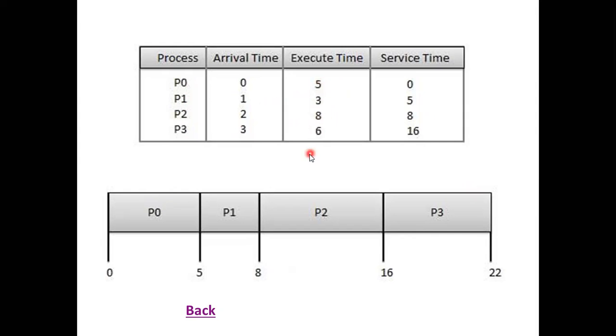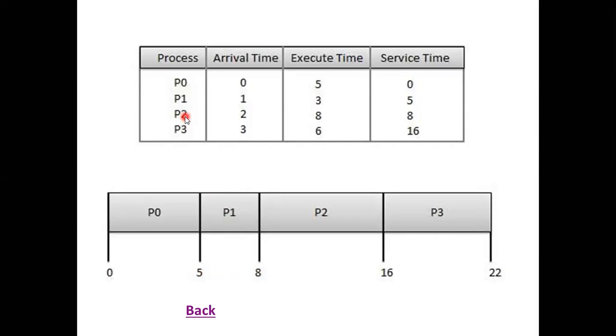So how will the CPU process them? First P0 comes, and it requires 5 units of execution time. So from 0 to 5, P0 will be executed. Next is P1. P1 arrived second, and how much time does it require? It requires 3 seconds. So 5 plus 3, up to 8, P1 will be executed.